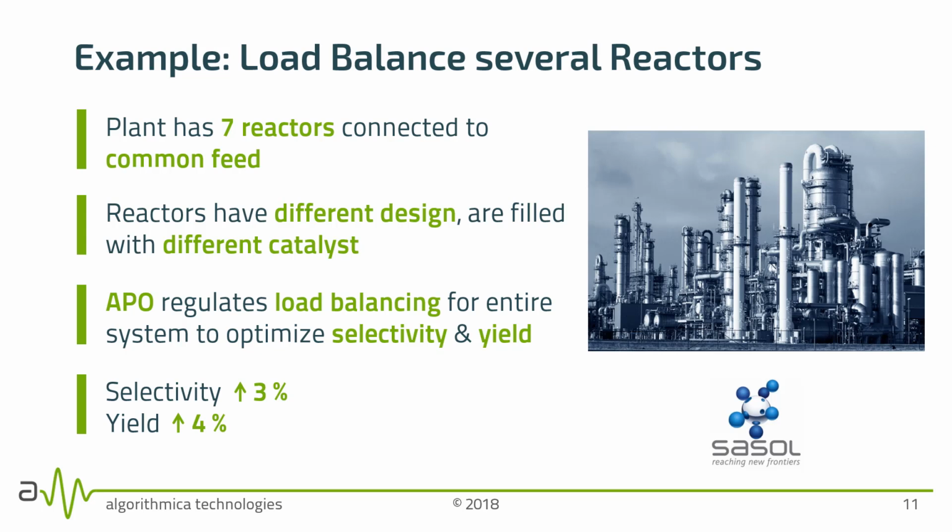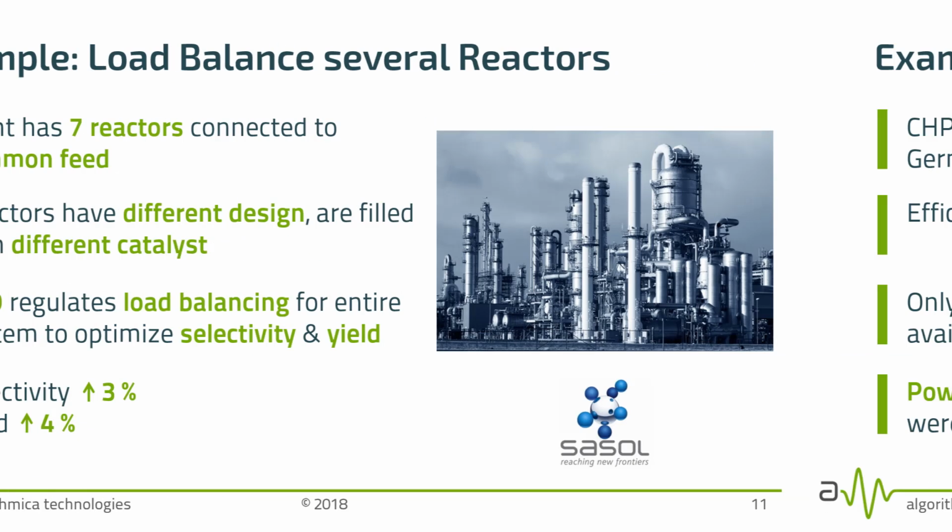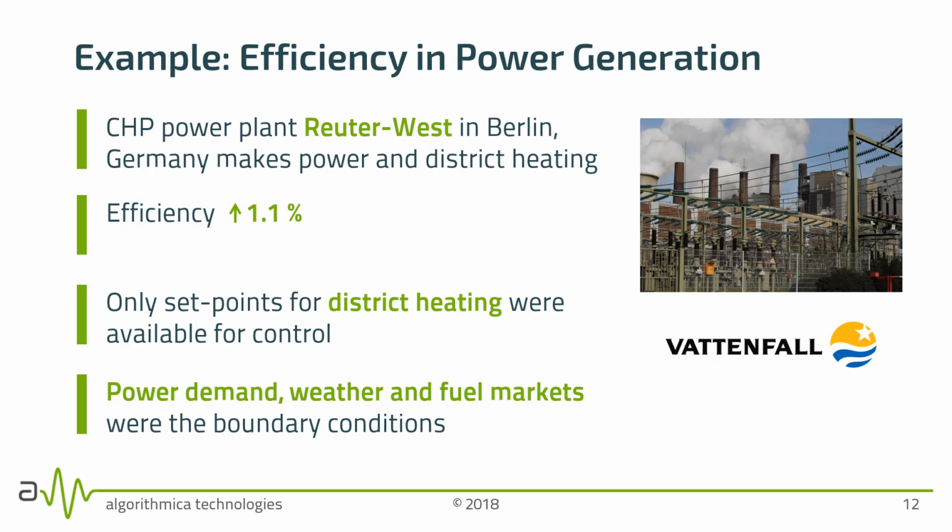Here, we also want to load balance between them and optimize the overall system to again improve selectivity and yield. And here again, we can observe significant increases, 3% selectivity, 4% in yield, just by controlling how much load each reactor takes.